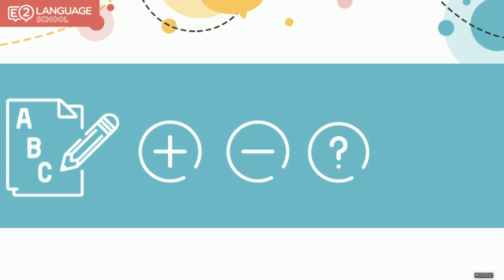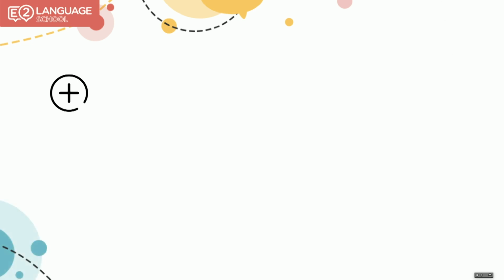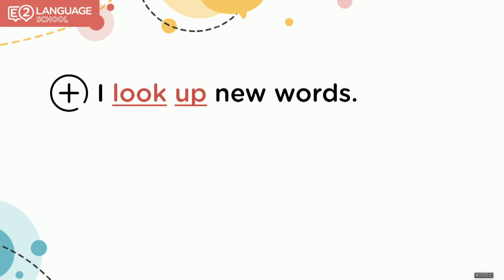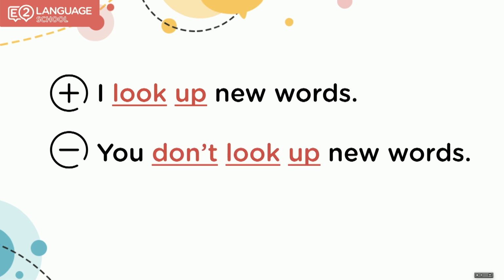Cool bananas. Let's look at positive, negative, and question sentence types. So to form a positive sentence or just a usual sentence, we just have the phrasal verb look up. I look up new words daily, for example. To form a negative or a not sentence, we add the do not or the don't at the beginning of the phrasal verb. So you do not look up new words or you don't look up new words.